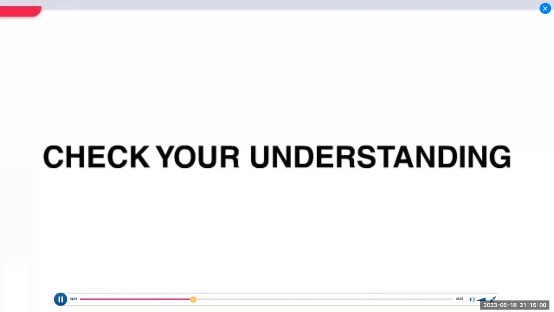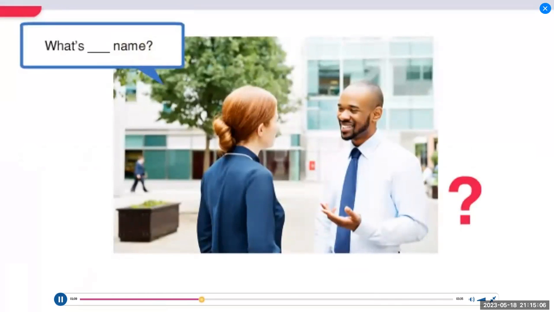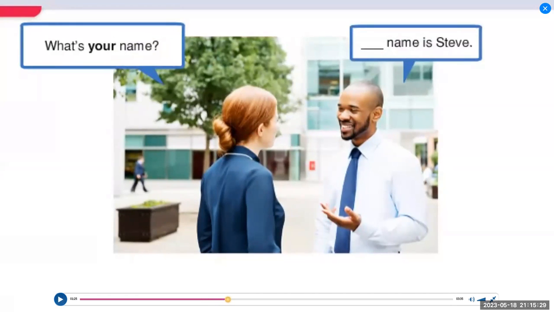Check your understanding. Look at the picture. Ask the question. Okay, you are going to ask a question. Tell me. What's your name? Okay. What's your name? Listen to the question. Look at the picture. Answer the question. What's your name? My name is Steve. My name is Steve.